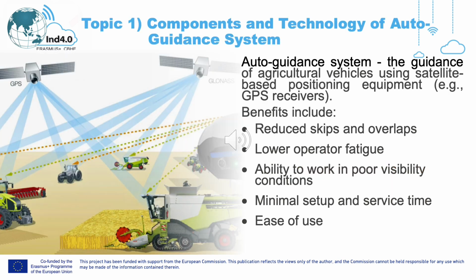So what do we mean by auto guidance system? Auto guidance system refers to the guidance of agriculture vehicles using satellite-based positioning equipment, for example GPS receivers. The most obvious benefits include reduced skips and overlaps, lower operator fatigue, ability to work in poor visibility conditions, minimal setup and service time, and ease of use.